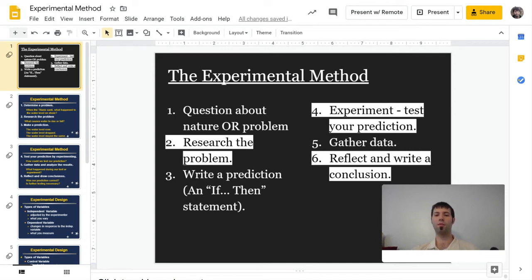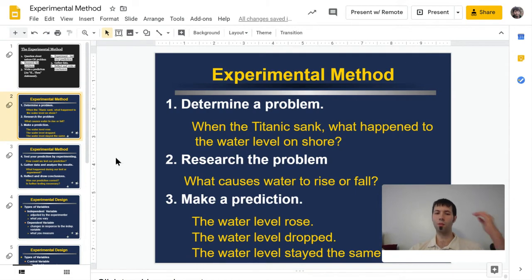The next step, number four, is to test your prediction, to actually carry out an experiment. Number five, then you gather some data. Number six, reflect and write a conclusion. So let's look at a few examples. Number one, determine a problem.